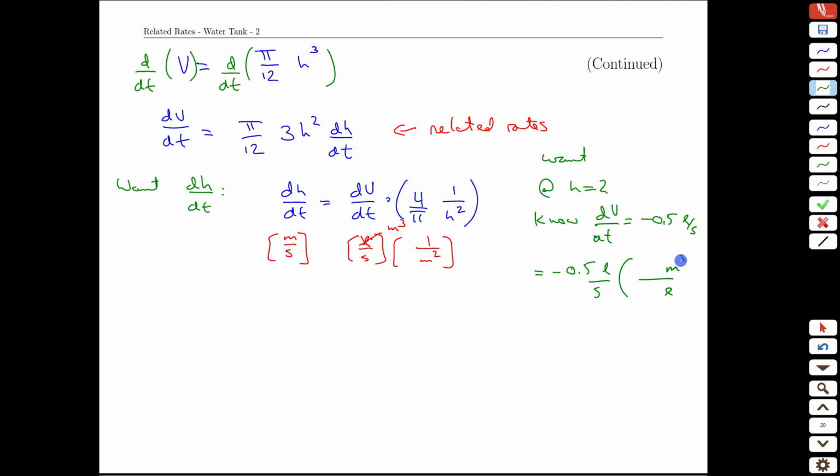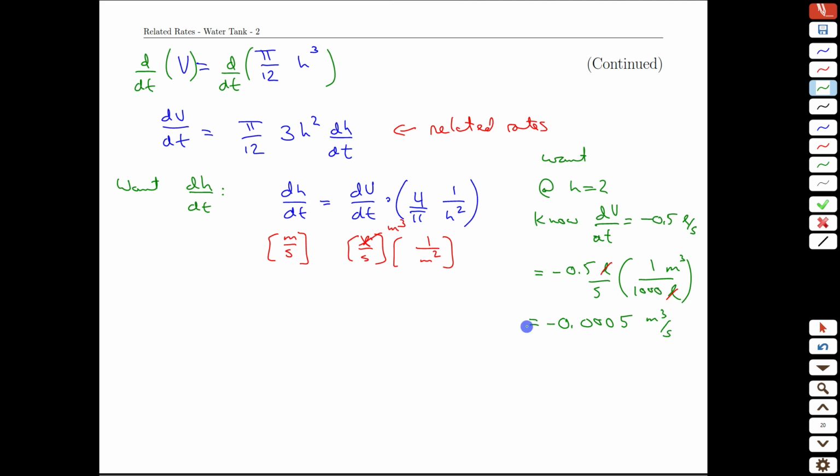We want meters cubed, so we want that. And 1 meter cubed is the same as 1,000 liters. So that is essentially multiplying by 1. When we do that, we'll be able to cancel those units there. We end up with negative 0.0005 meters cubed per second. Liters are smaller, so we're not losing that many meters cubed per second.